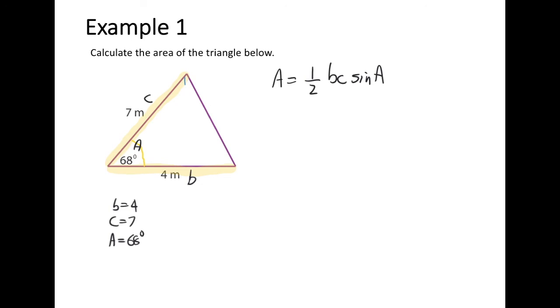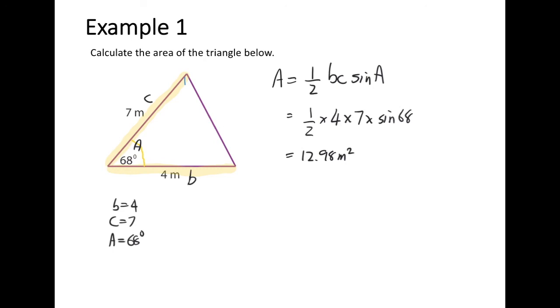So now what I can do is, after I've completed the formula, I can go ahead and substitute in my values. So my area is going to be 1/2 times 4 times 7 times sine 68. After I've got that written down, I can go ahead and put that into my calculator to be able to get an answer. When I do that, it is going to equal 12.98 meters squared.